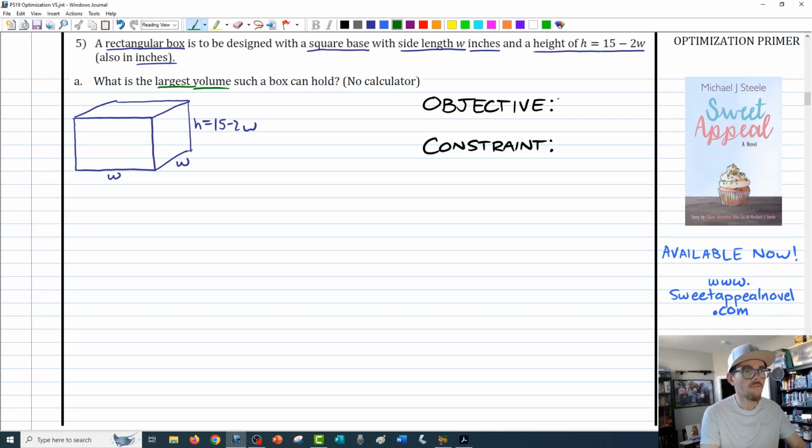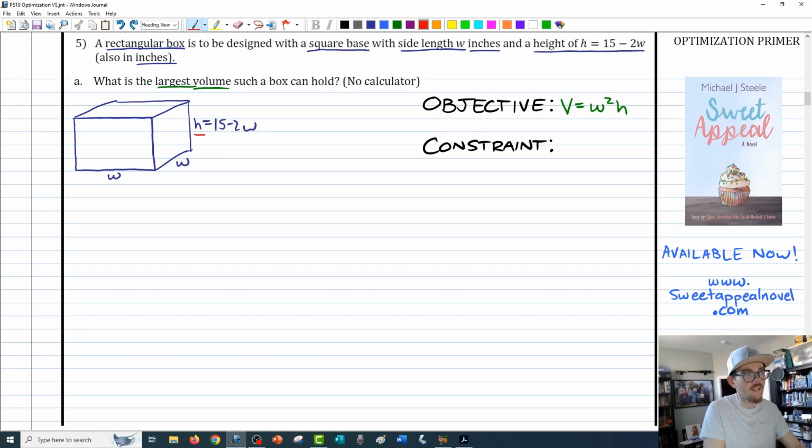So over here in my objective function, I'm going to put in there, we want the volume. And to be fair, volume for a rectangular box is length times width times height. In our case, I'm hoping you can see that volume is going to be width times width, so width squared times height. Now, if you're asking why I didn't just plug in 15 minus 2w, it's because we need our constraint, and our constraint is actually this guy.